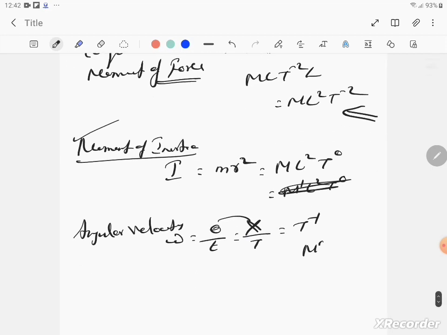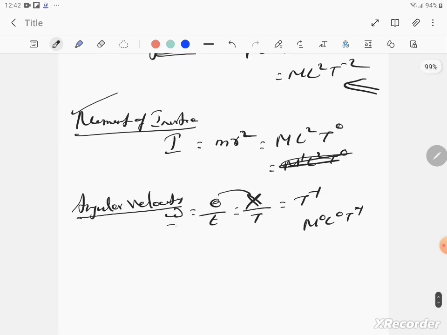So you can also write m to the power 0, L to the power 0, t to the power minus 1 if you want. Okay, that's about angular velocity, which is represented by omega.